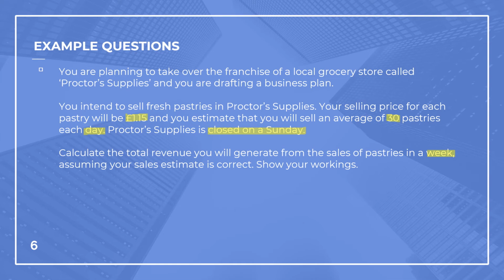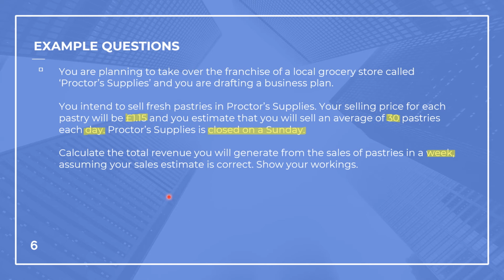Okay, so using our formula that we said before, we're going to work out what the answer is to this. So before we move on, you need to be considering what the formula is. Revenue is equal to selling price multiplied by the number sold. So we are going to multiply 1.15 by 30 to get our revenue for each day. This wants us to work it out for a whole week. So once you know how much it is for a day, you need to multiply it by the number of days that the business is open. It says it's closed on a Sunday, which means the business is open for 6 days.